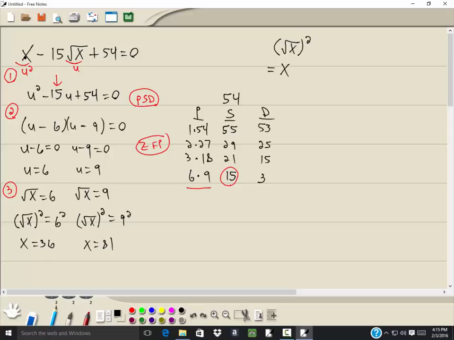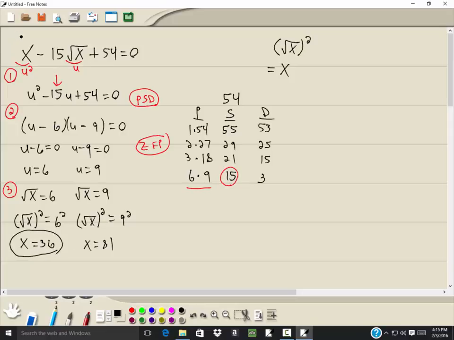If I put this back up here, put 36 here, that's square root of 36 is 6. 6 times 15 is 90. 36 plus 54 is 90. 90 minus 90 gives you 0. So that one checks.